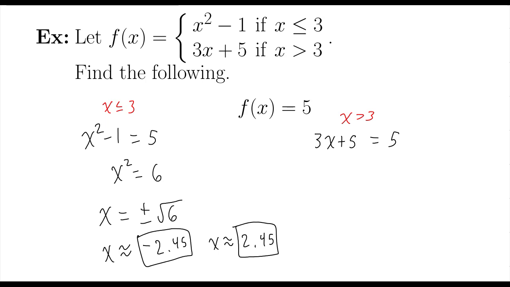Let's try out the right side here. Let's subtract 5 from both sides. 5 minus 5 is 0. Divide both sides by 3. 0 divided by 3 is 0. So I get 0 for my potential solution.